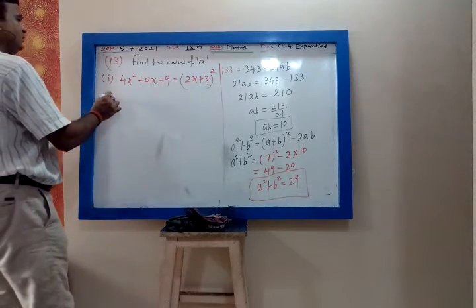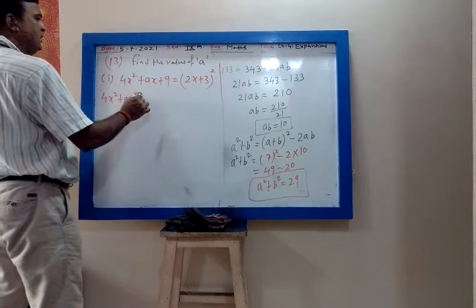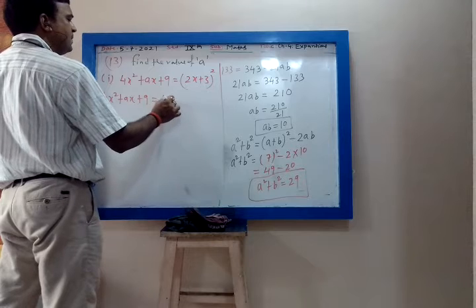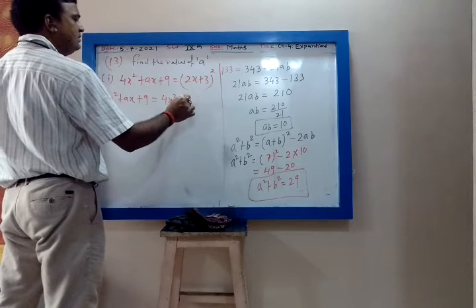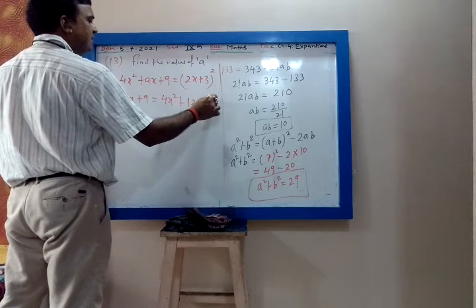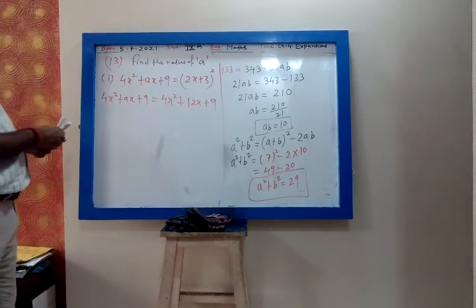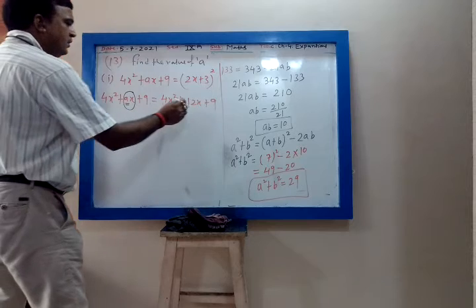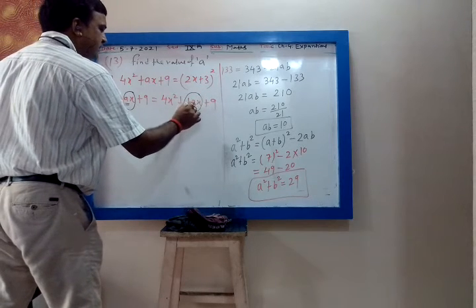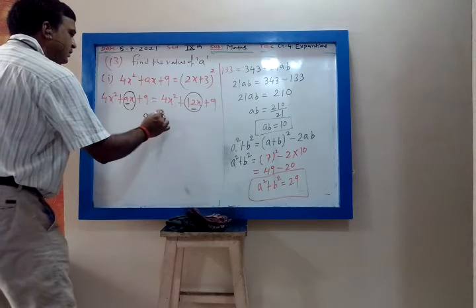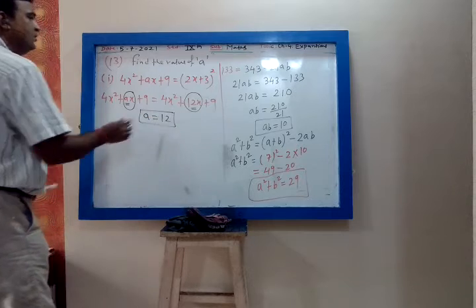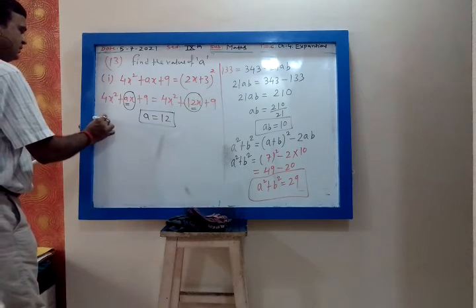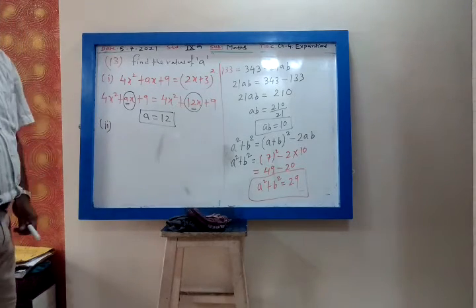So left hand side is 4x square plus ax plus 9. Right hand side is a plus b whole square, so that is 4x square plus 2 into 2 into 3, which is 12x, plus 9. Now when you compare, what will you get? This is my ax. The coefficient of x is a. And this is 12x. What is the coefficient of x? 12. So that will give you a is equal to 12. Comparing the coefficients. So you have to simplify and then compare left hand side with right hand side.